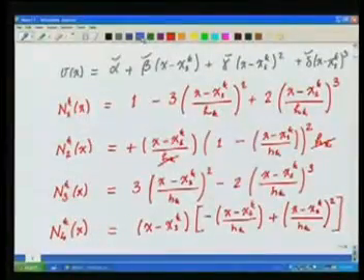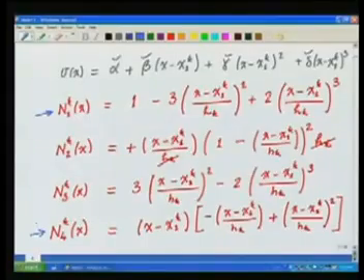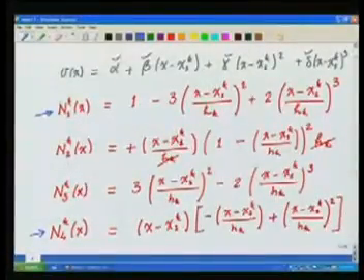Look at one thing, that these functions n2 of k and n4 of k correspond to the slope, that is dv dx at the 2 points. That is why if you see that, sorry, where is my n2k?